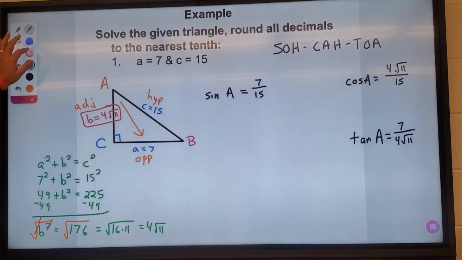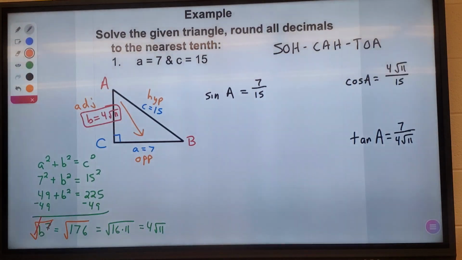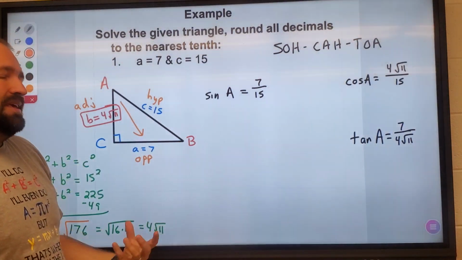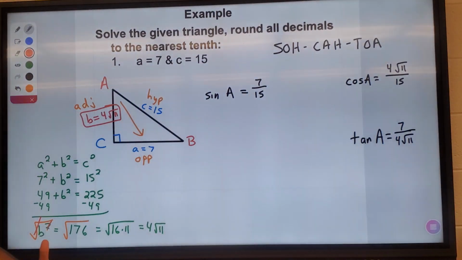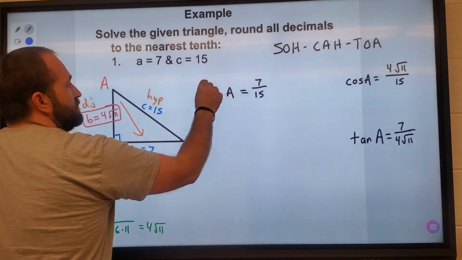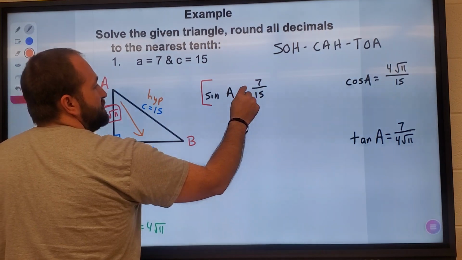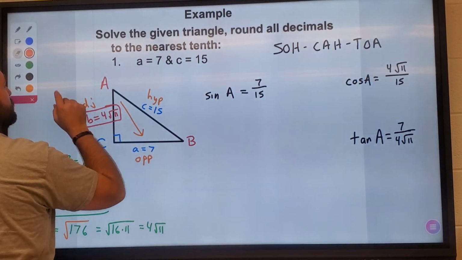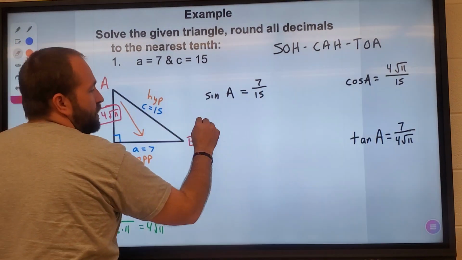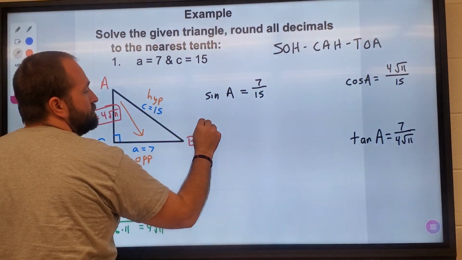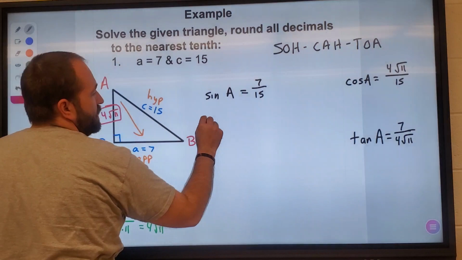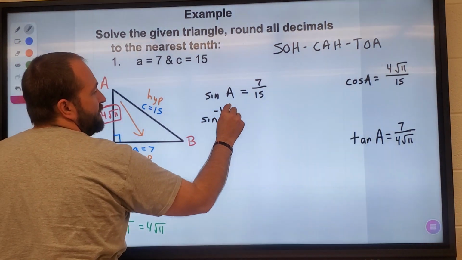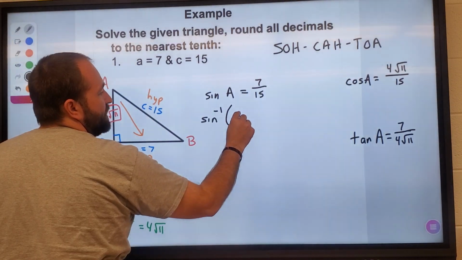From here, then we have to solve for angle A. Again, I need to take the inverse. I can't just divide by sine because that's a function. It's not a value, it's a function. So in order to do that, I have to take the inverse sine. Actually, let's do this. I'm going to rewrite this. So I'm going to take the inverse sine of the sine of A.